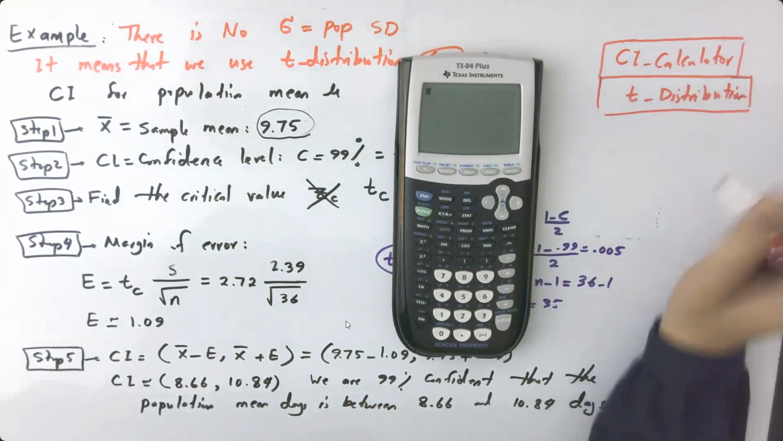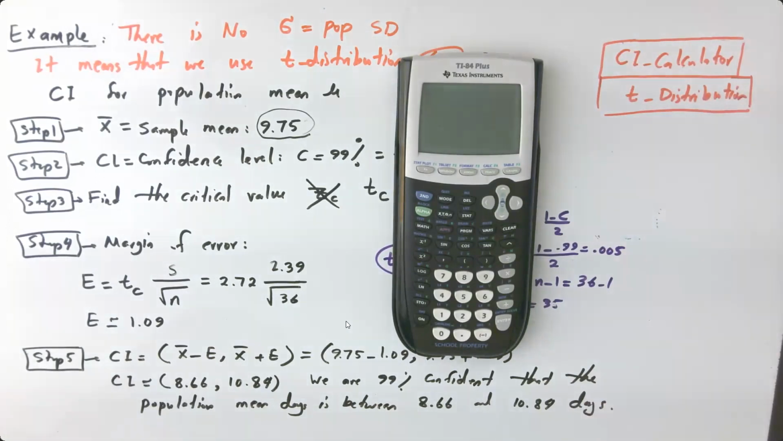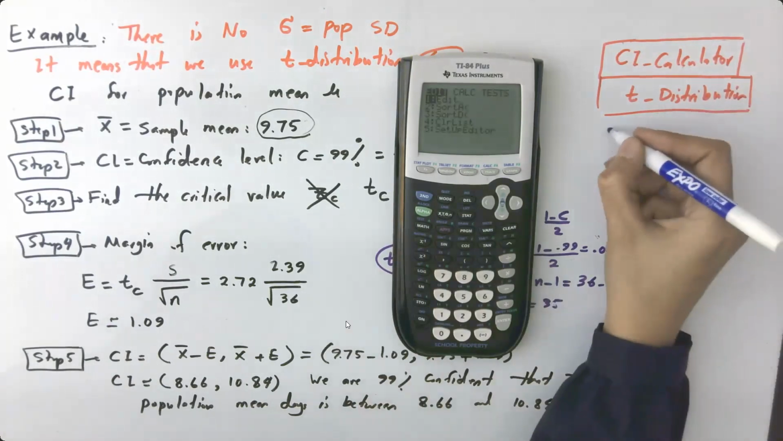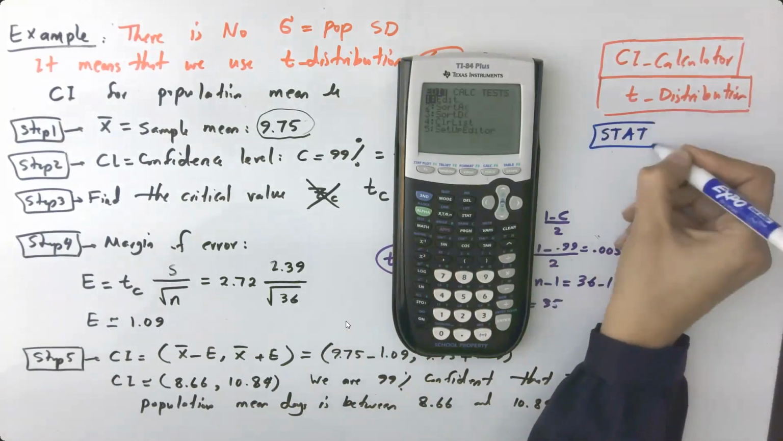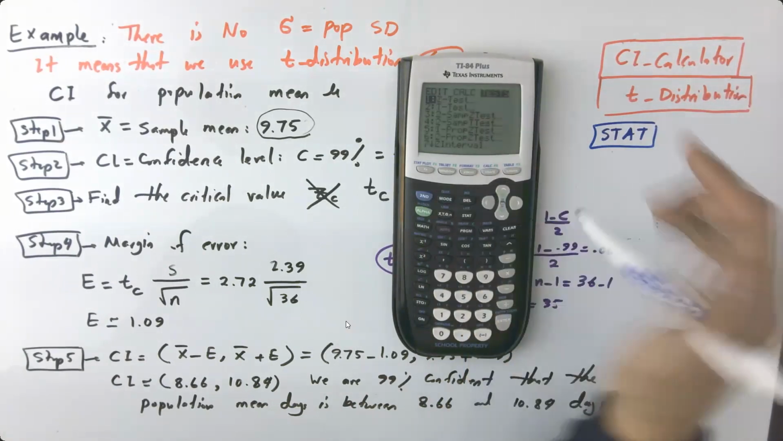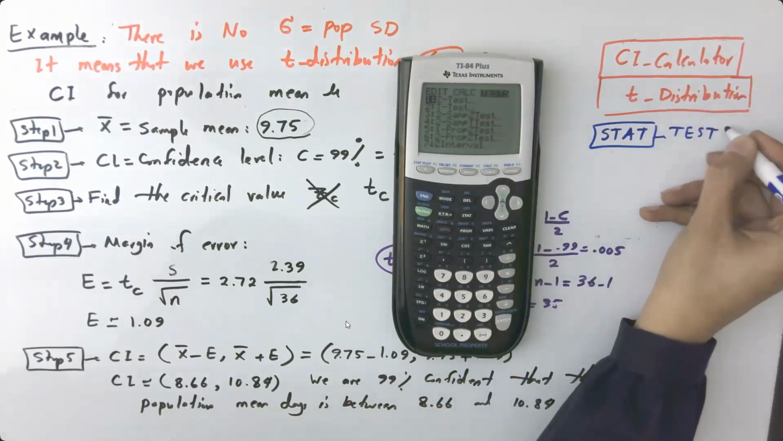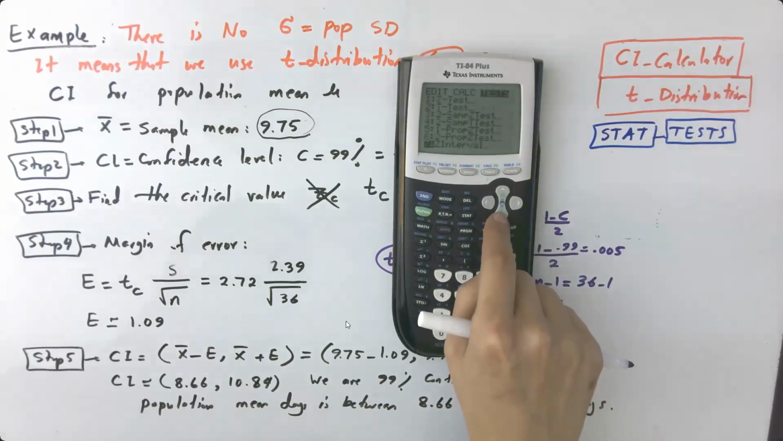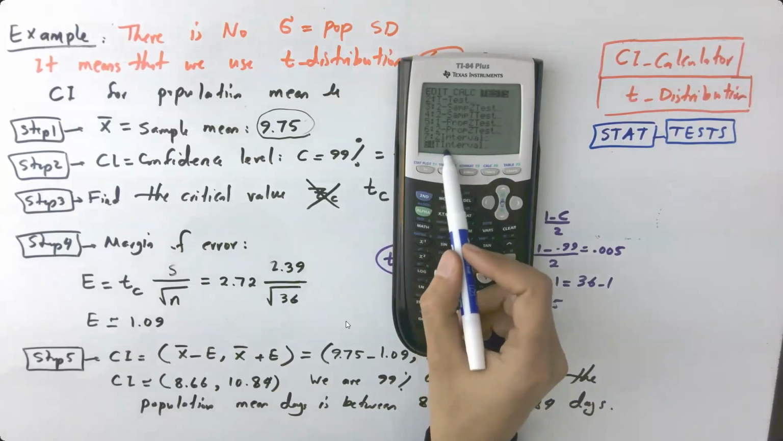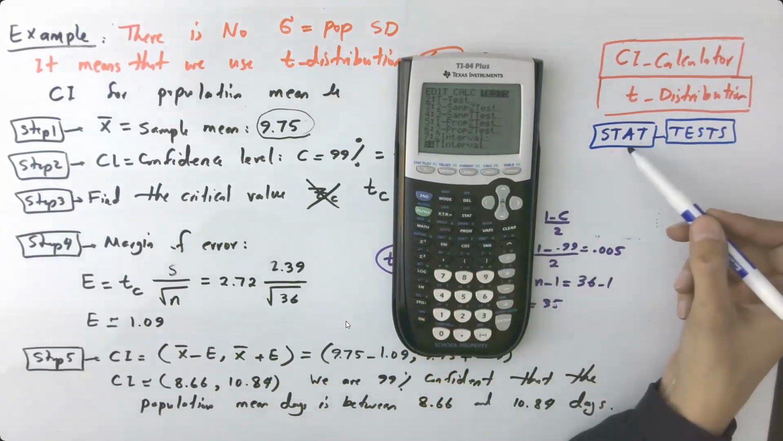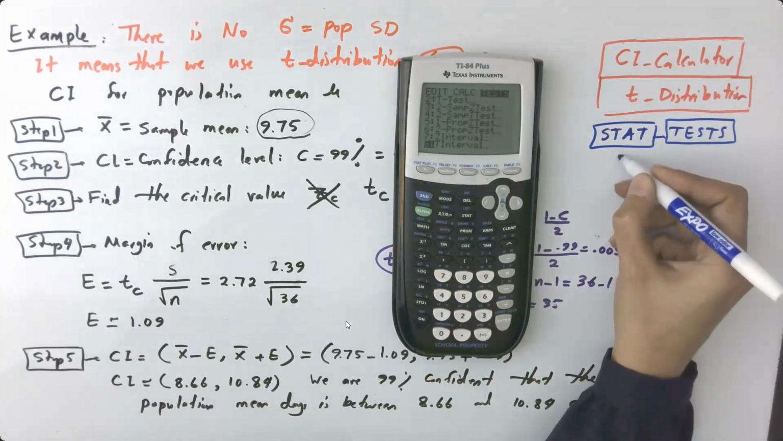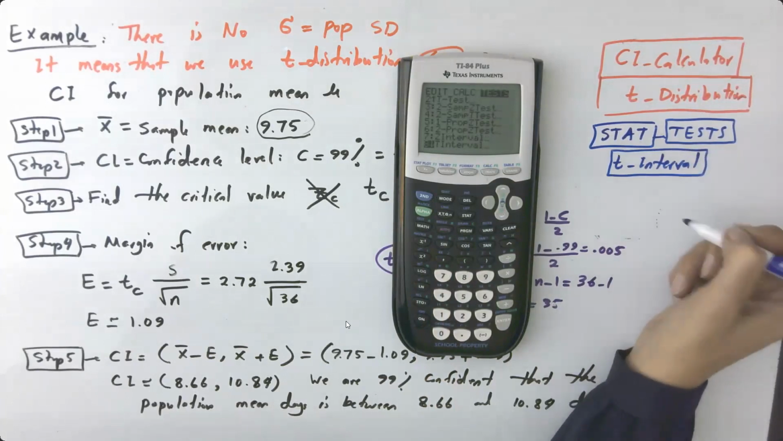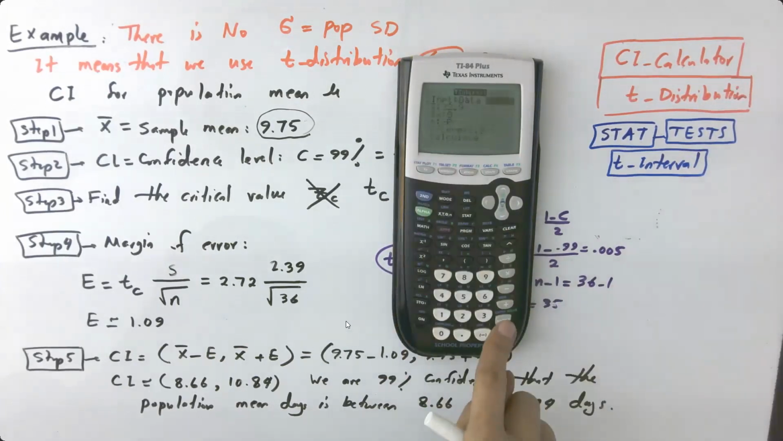What are you going to do? You're going to go to stat. Go to tests. And then find T interval. So stat, tests, T interval. Okay, very good. So let's click on T interval.